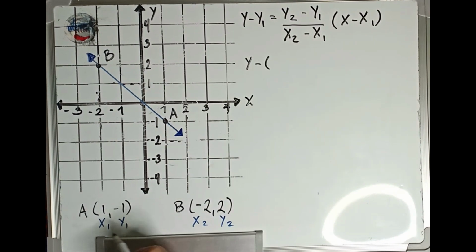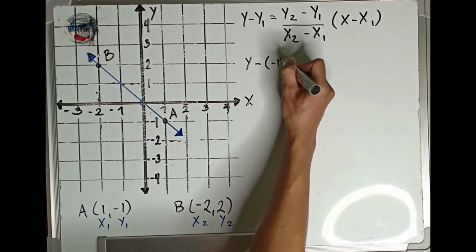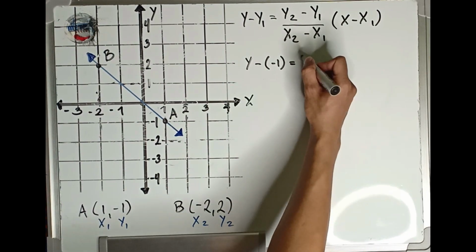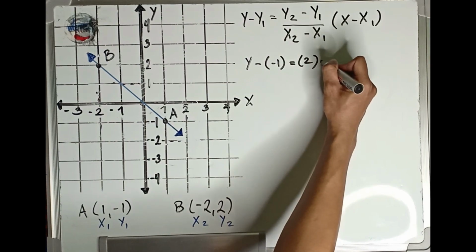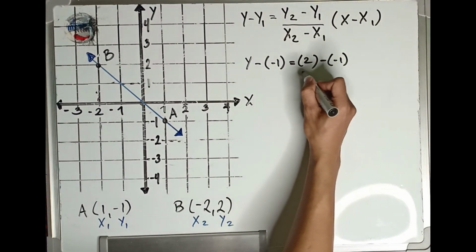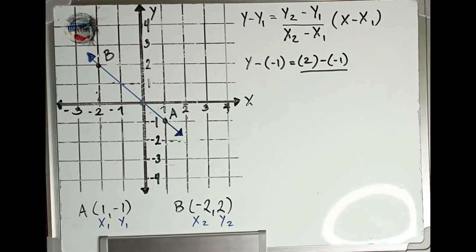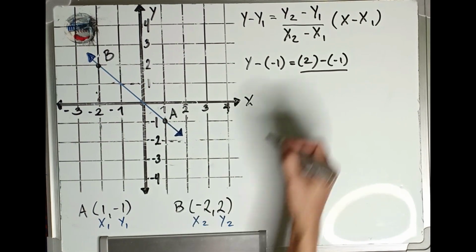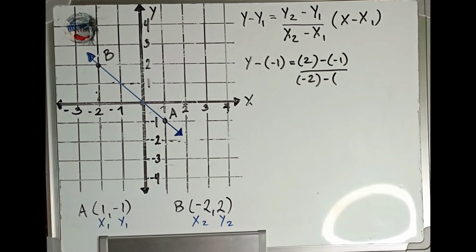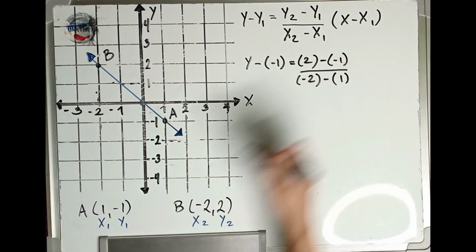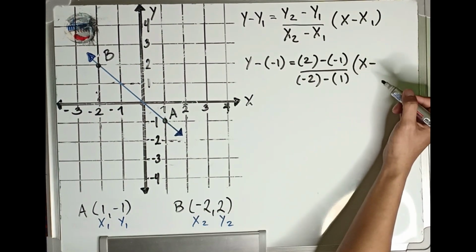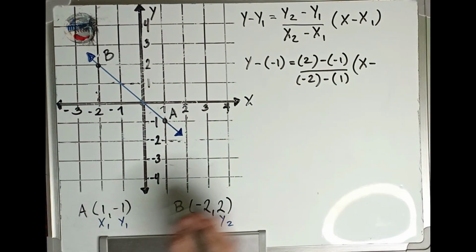So y sub 1 is negative 1, equal sign, y sub 2 is positive 2, copy the subtraction sign, y sub 1 is negative 1 over the value of x sub 2. X sub 2 is equal to negative 2. Copy the subtraction sign, x sub 1 is positive 1. Open parenthesis, copy the variable x, subtraction sign again, and x sub 1 is positive 1.